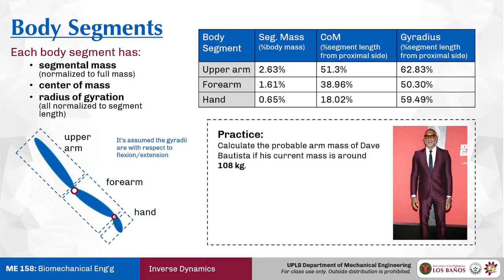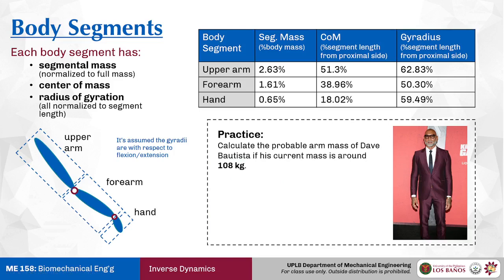Now, let's look at a practice run. This is Dave Bautista now. He's lost quite a lot of pounds, and his current estimated mass is around 108 kilograms. The task here is to estimate the probable arm mass of Dave Bautista. To do that is rather simple because, thanks to the study of Clauser et al., we have the body segment mass percentages of each body part. Since we also have the full weight of Dave Bautista, we can estimate the weight of his entire arm.